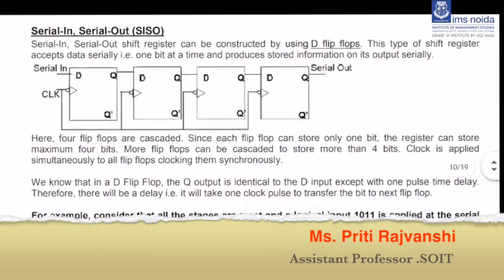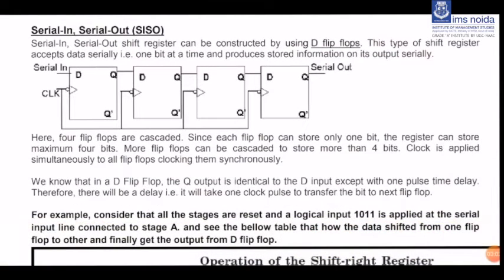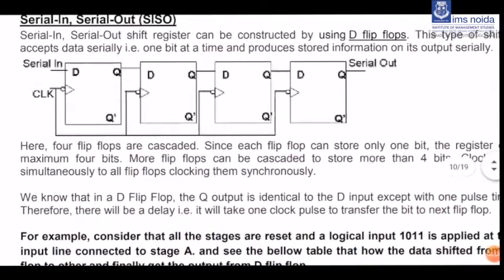So what is serial in, serial out? As you can see in the diagram, we have four flip-flops, serial in and serial out. We get one input and finally one output, but each flip-flop has two outputs, Q and Q bar. One input goes to the first flip-flop, and we are sending the clock pulse to each flip-flop.